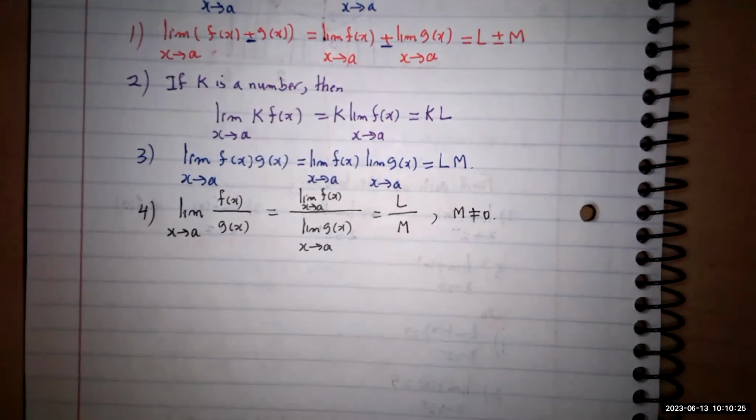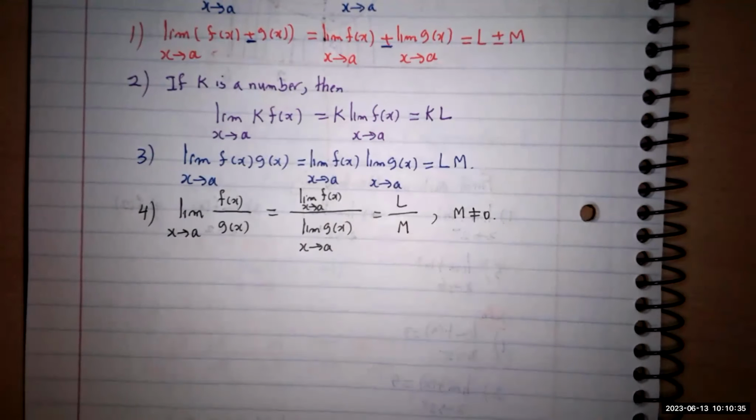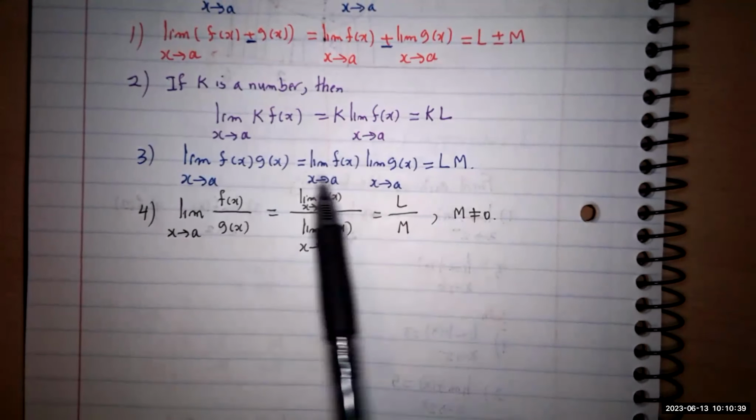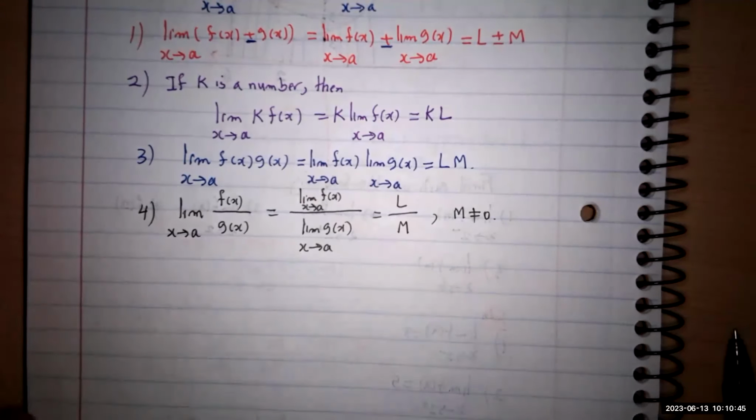Okay, so if the limit of the top is 2, the bottom one is 3, so that gives you 2/3. And you're done. Okay, so addition, multiplication by a number, the product of two functions, the quotient of two functions. What else? The next one.